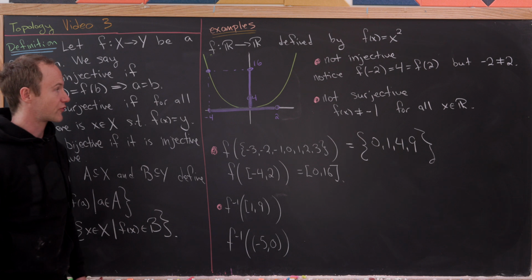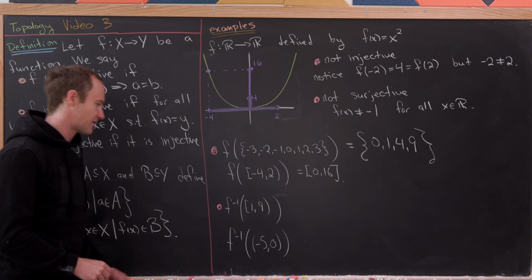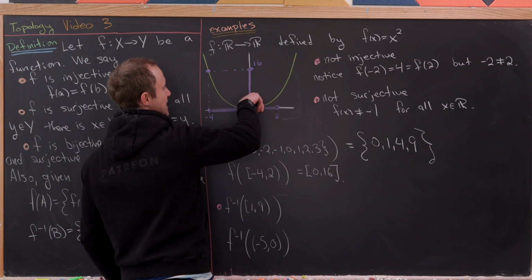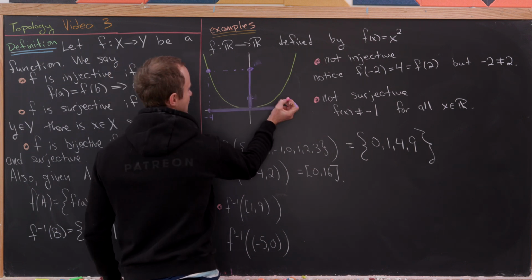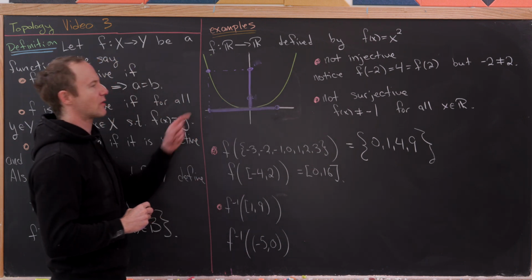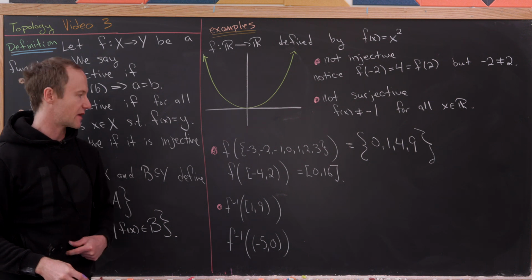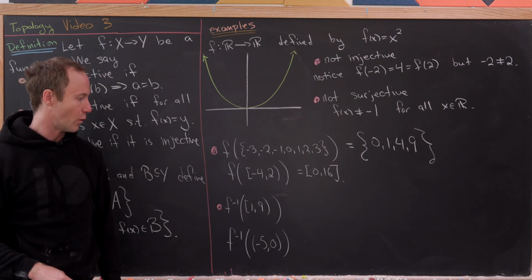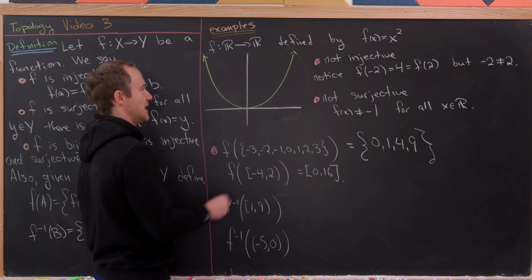Now let's look at the pre-image of the set from 1 to 9. So let's maybe reuse this here. Let's get rid of these. Actually, let's start with a whole new graph. Okay, so now we've got our new graph. Now we want the pre-image of the set from 1 to 9, including 1 but not 9.